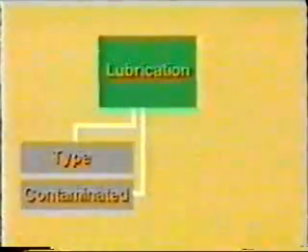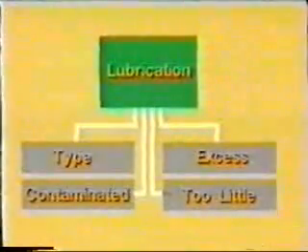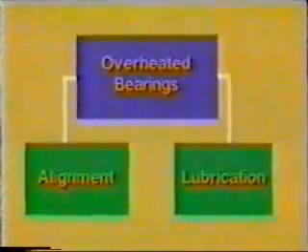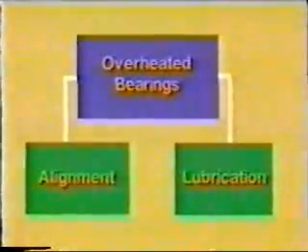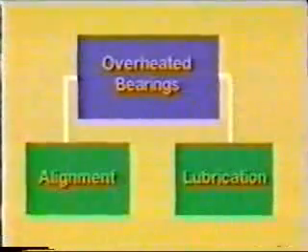For example, in addition to the wrong type of lubricant or contaminated lubricant, overheating can also be caused by excess lubricant or too little lubricant. At this point in the troubleshooting process, you should be working toward forming a theory about the cause of the problem. You know that bearing problems are usually caused by misalignment or problems in the lubrication system.